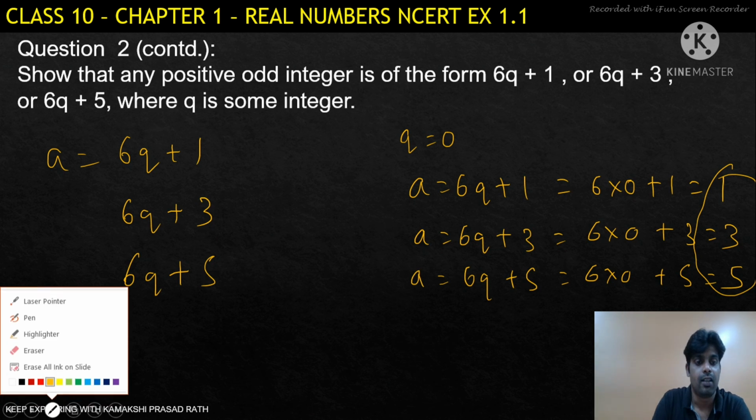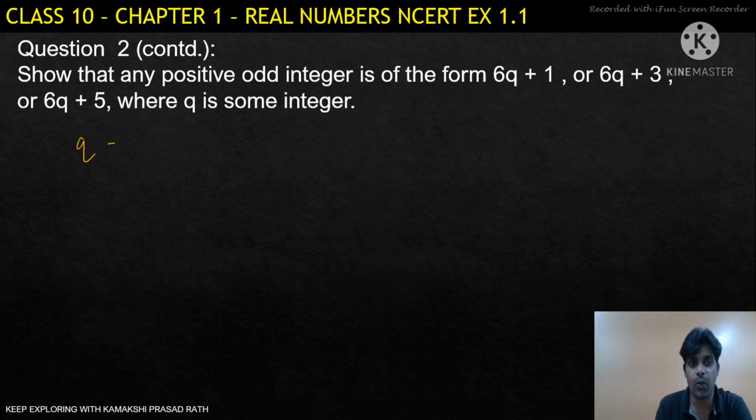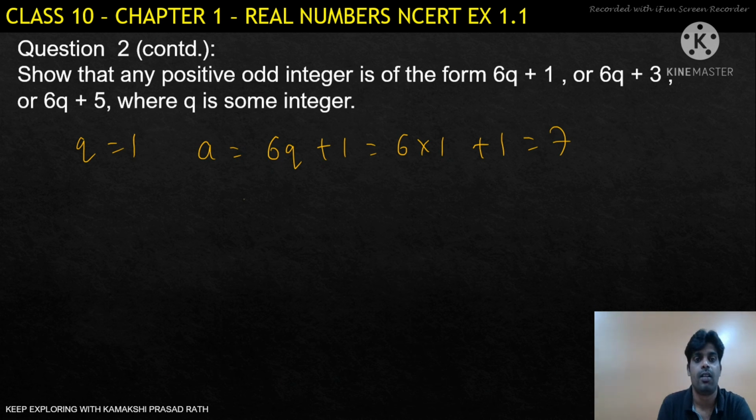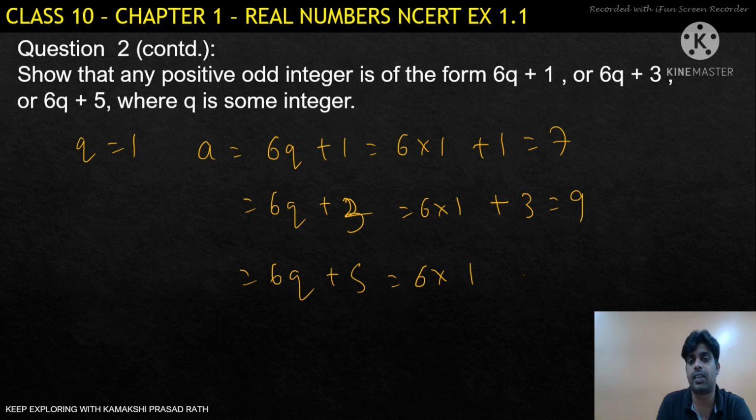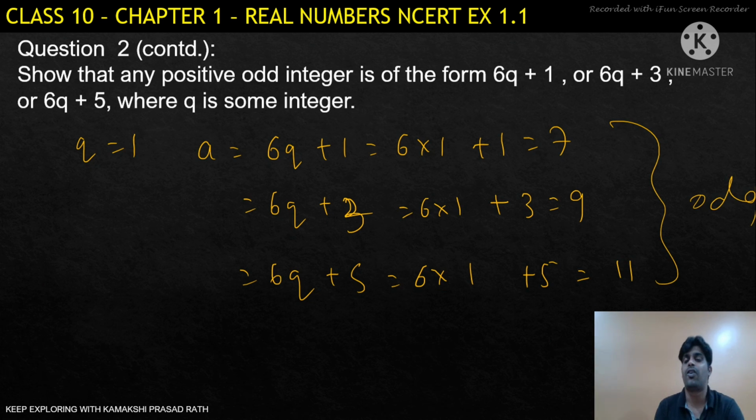Now for the same thing, suppose I take q as 1 for example. What will a be here? 6q plus 1: 6 ones are 6 plus 1, we get 7. Then 6q plus 3: 6 ones are 6 plus 3, we get 9. Then we have 6q plus 5: 6 ones are 6 plus 5, we get 11. So you can see here we are always getting an odd integer. So any positive odd integer can be written of the form 6q plus 1, 6q plus 3 or 6q plus 5. Hence that's the solution of this problem.